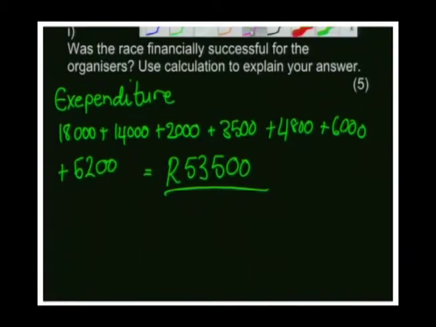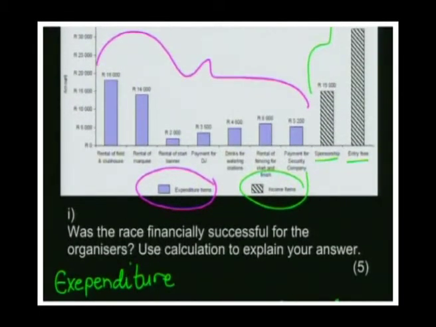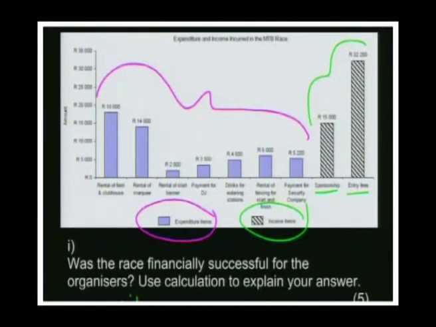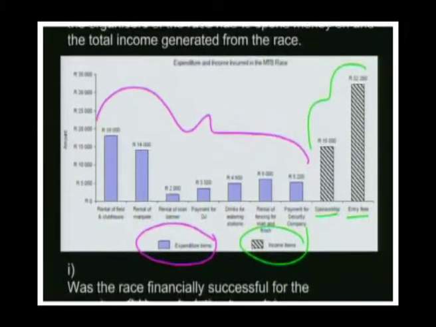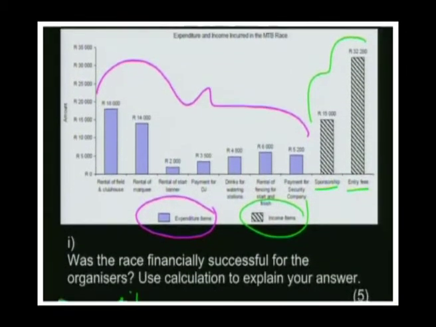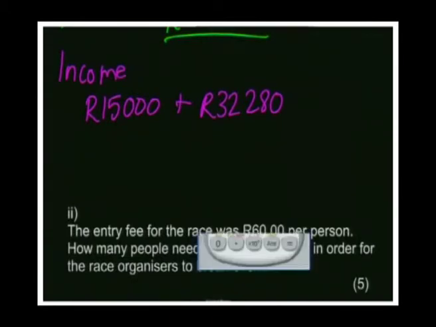Now let's have a look at our income. And over here, we've only got two sources of income, 15,000 Rand and 32,280. And we can add them up.